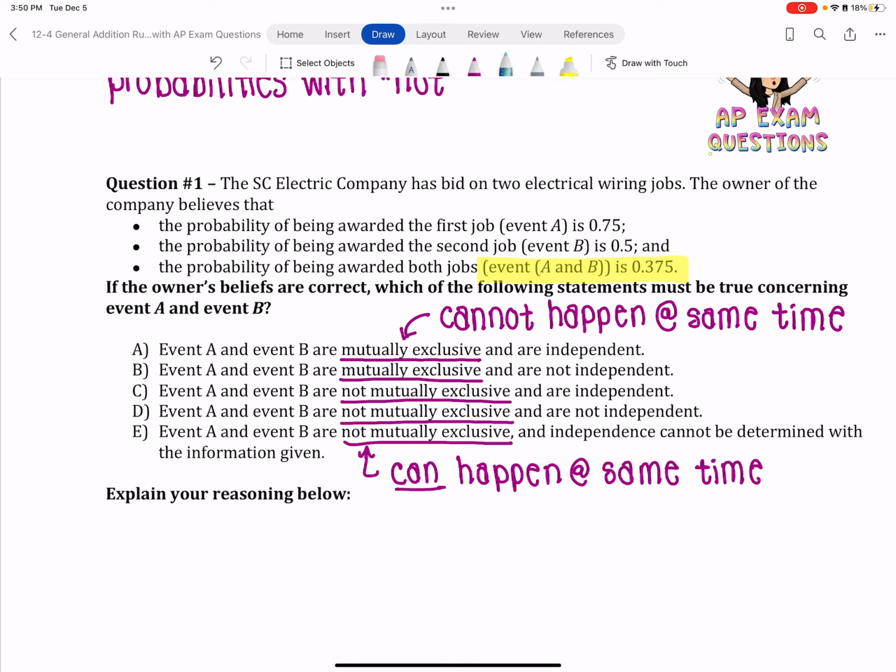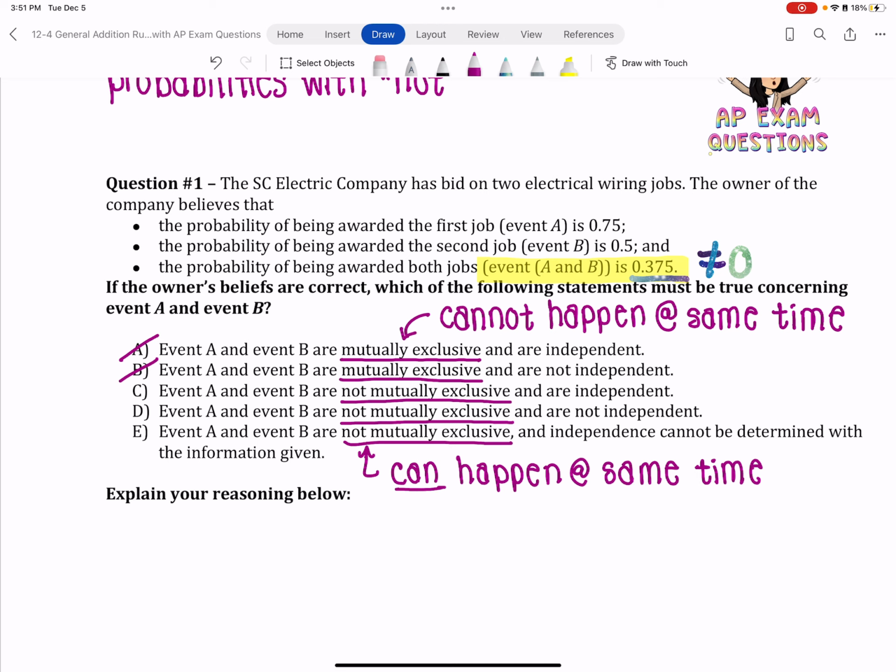All right, so because we know that event A and B happening at the same time is in fact not 0, it is 0.375. That is in fact not equal to 0. Then we know that event A and B happening is possible, and so it should be not mutually exclusive. It can happen at the same time, so we're going to cross out A and B. So we are now down to C, D, and E.